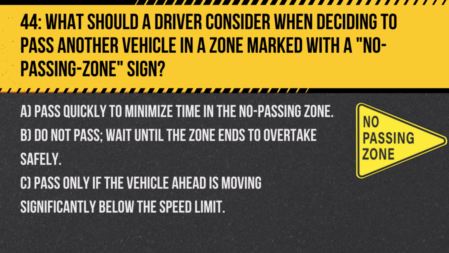Question 44. What should a driver consider when deciding to pass another vehicle in a zone marked with a no passing zone sign? A. Pass quickly to minimize time in the no passing zone. B. Do not pass. Wait until the zone ends to overtake safely. C. Pass only if the vehicle ahead is moving significantly below the speed limit.